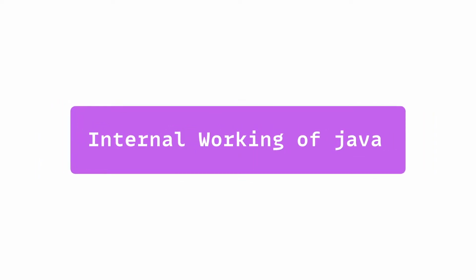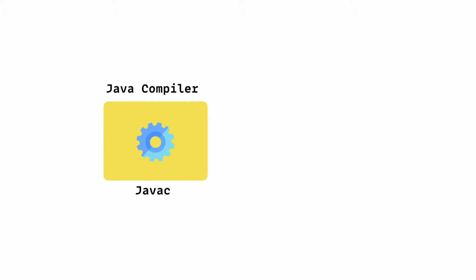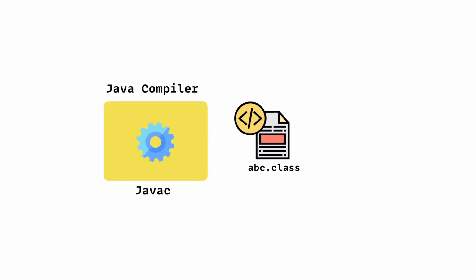Finally, let's see the internal working of Java. When you write a Java program, the file is saved with a .java extension. This file is passed to the compiler. The name of the Java compiler is javac. The compiler compiles the file and creates another file of the same name but with a .class extension. This .class file is the bytecode produced by the Java compiler.